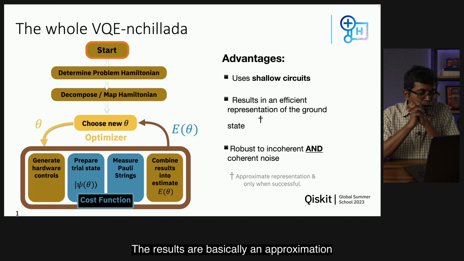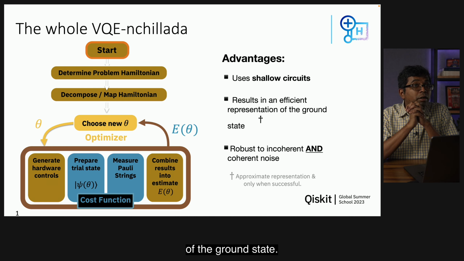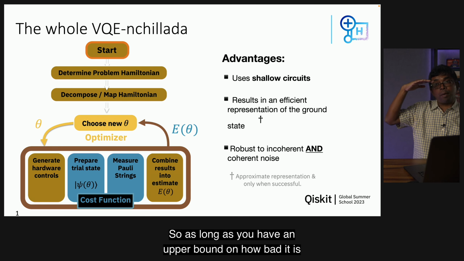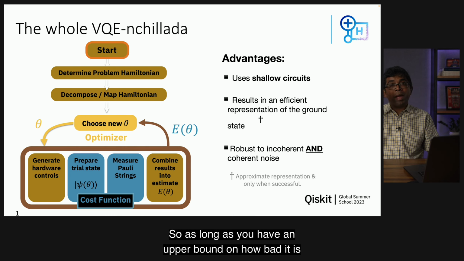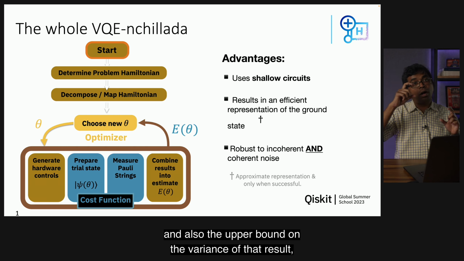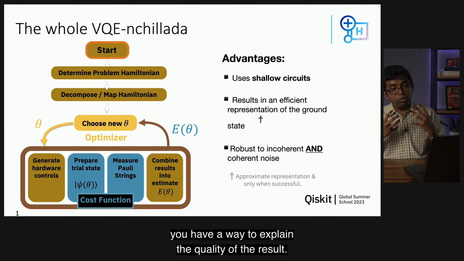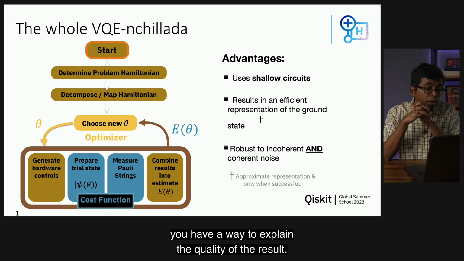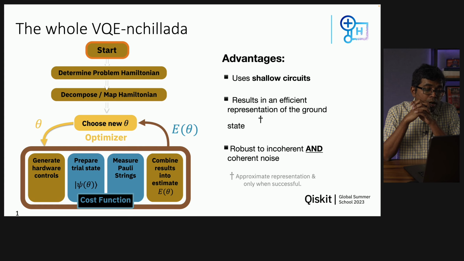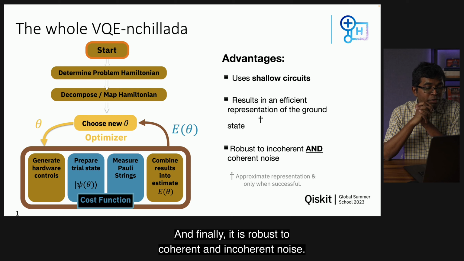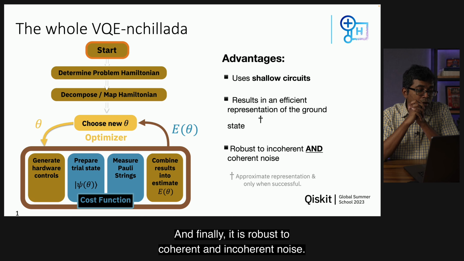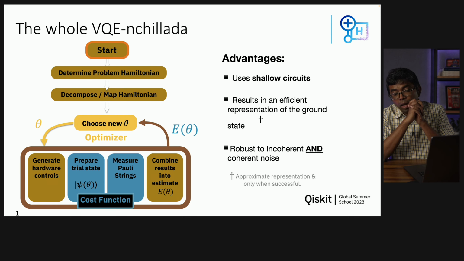The results are basically an approximation of the ground state. As long as you have an upper bound on how bad it is, and also an upper bound on the variance of that result, you have a way to explain the quality of the result. And finally, it is robust to coherent and incoherent noise.